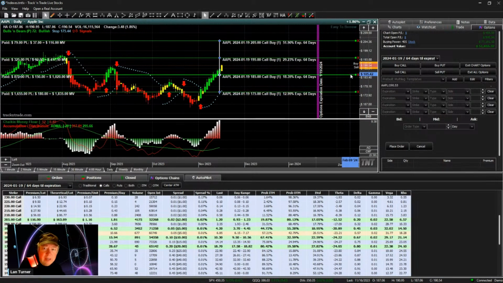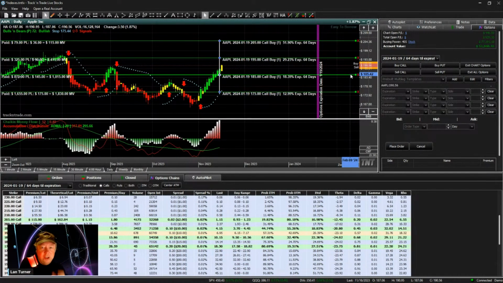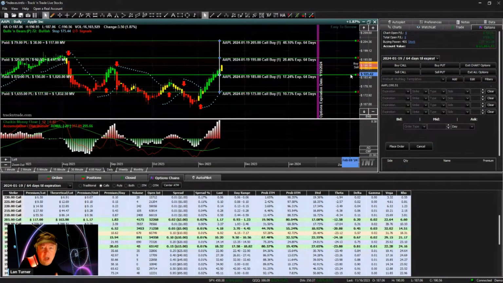Why would I have to come up with 18,542? Well, the reason I'd have to come up with 18,542 is because each option represents 100 shares. They don't have options for 20 shares. They don't have options for 50 shares. I wish they did. That would be cool, right? Hey, I just want to buy an option for 20 shares. Nope, can't do that. The minimum increment for options is 100 shares.